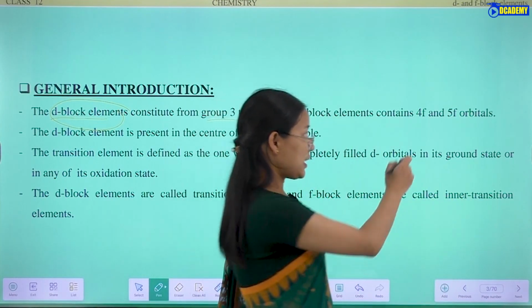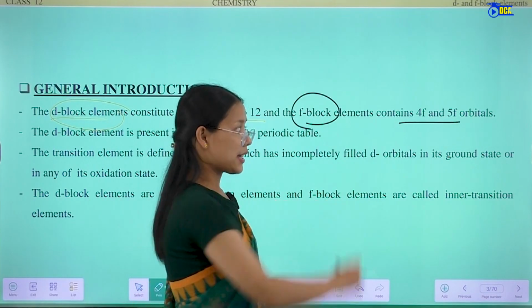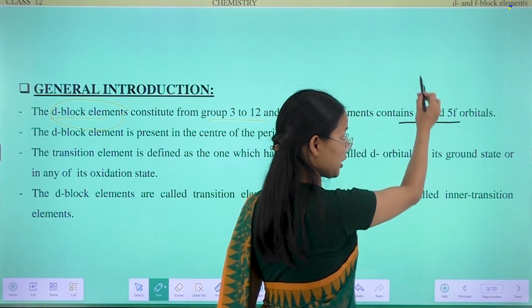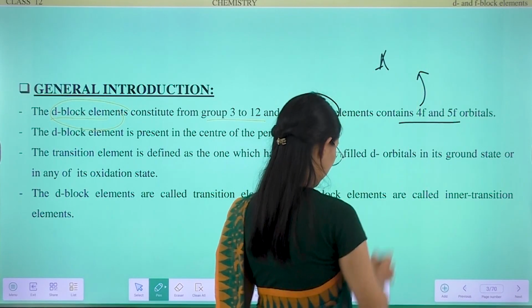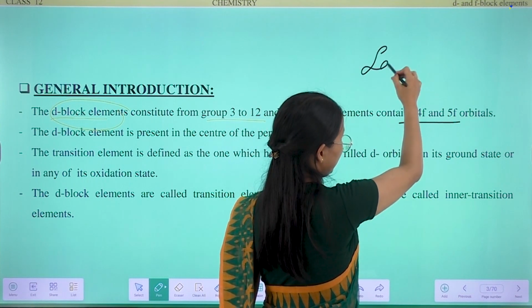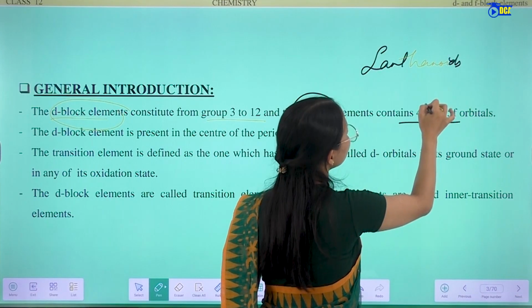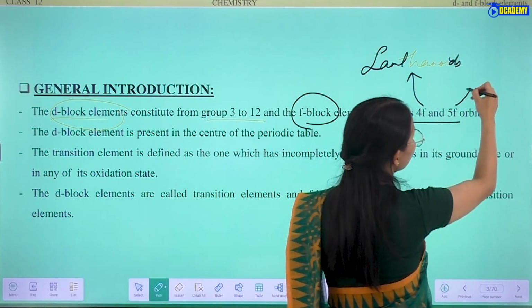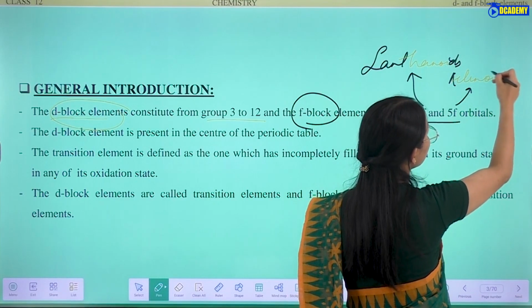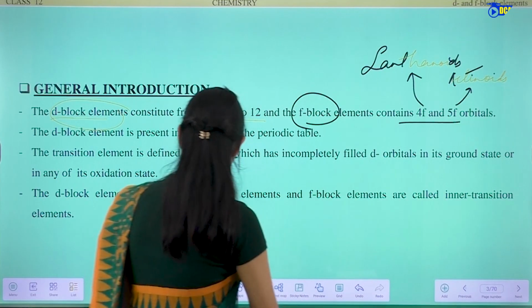And then it contains 4f and 5f orbitals. F block elements have 4f and 5f orbitals. Sorry, lanthanoids, and then this will be known as the actinoids.